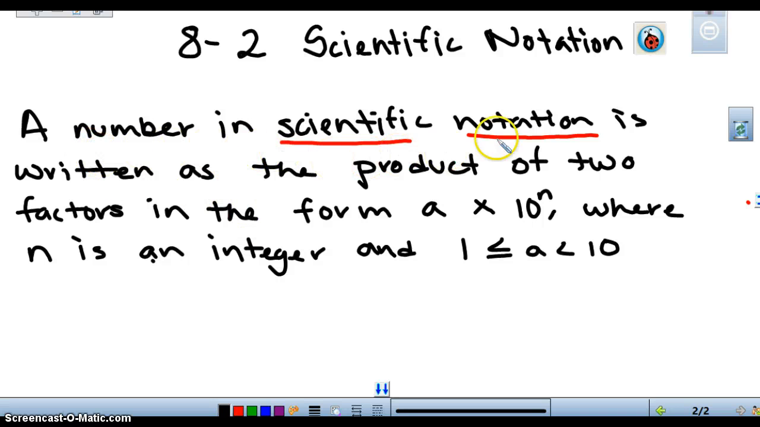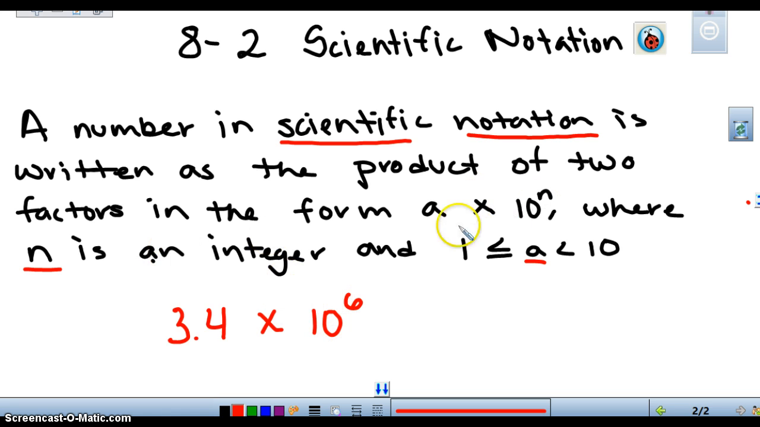A number in scientific notation is written as the product of two factors in the form of a times 10 to the nth power, where n is an integer and a is greater than 1 but less than 10. Okay, so what does this mean? Let's say we have the number 3.4 times 10 to the 6th power.